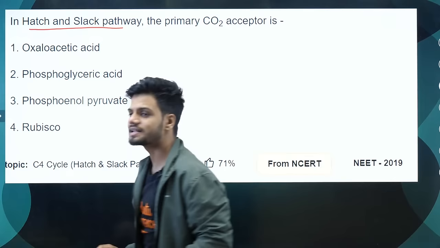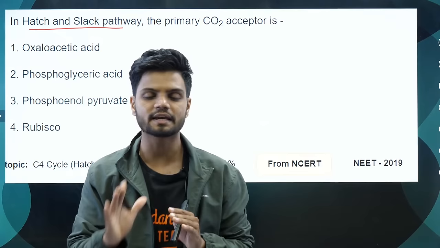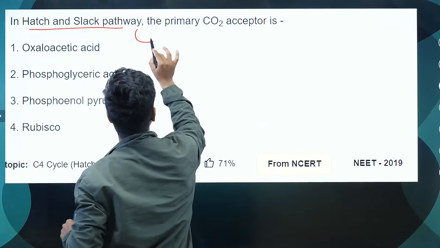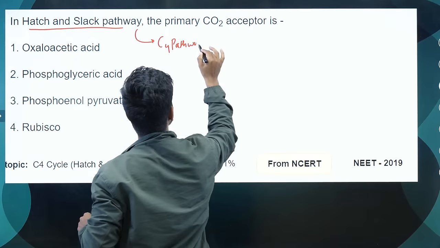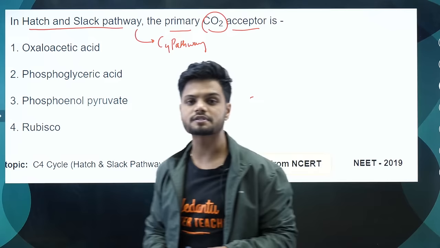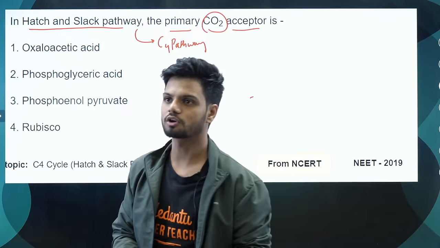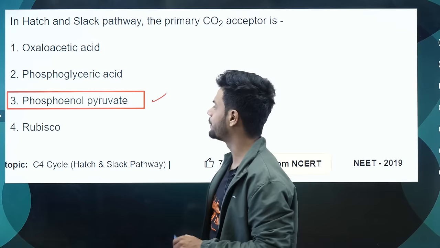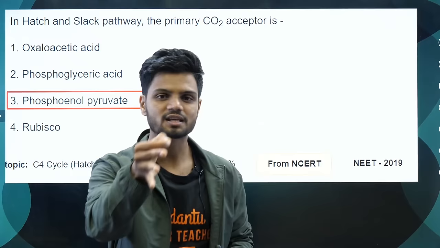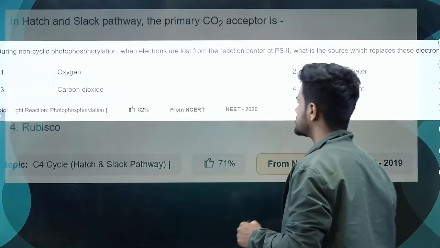In Hatch and Slack pathway, tell me first point. Is it C3 pathway, C2 pathway, or C4 pathway? In Hatch and Slack pathway, which is also called the C4 pathway, the primary acceptor of CO2 is PEP, also called phosphoenol pyruvate. In the presence of an enzyme called PEP carboxylase, we get a compound called oxaloacetic acid. Next question.